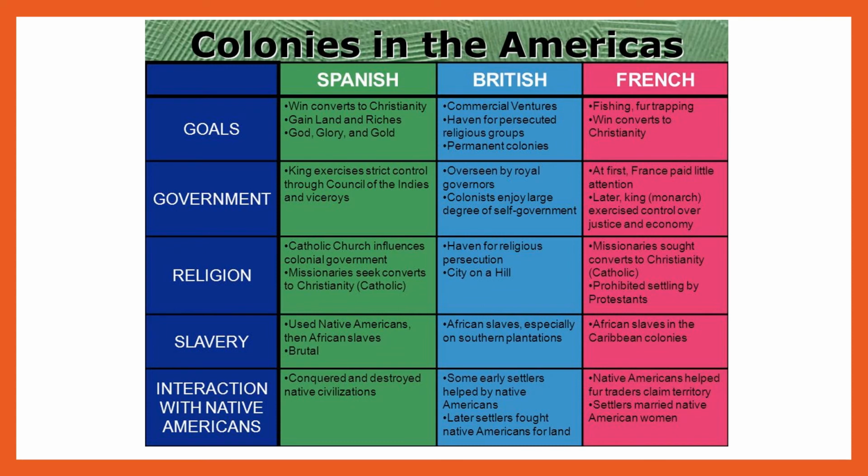Okay, so this is a chart showing the basic differences in colonization by the three major countries, the Spanish, the British, and the French. I suggest you get acquainted with this. This is quite often a short answer question on the AP test at the end of the year. So this is a very helpful chart, and I would suggest that you look this over and be able to tell the differences in colonization between the Spanish, the British, and the French.